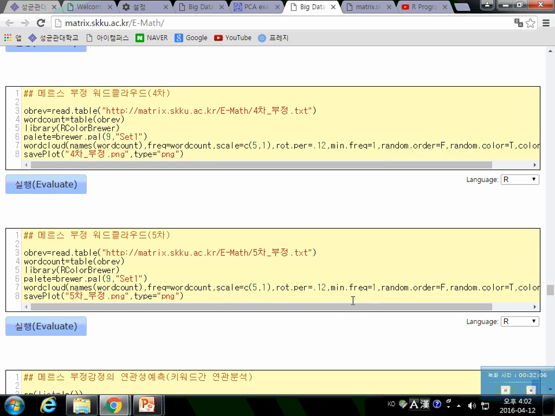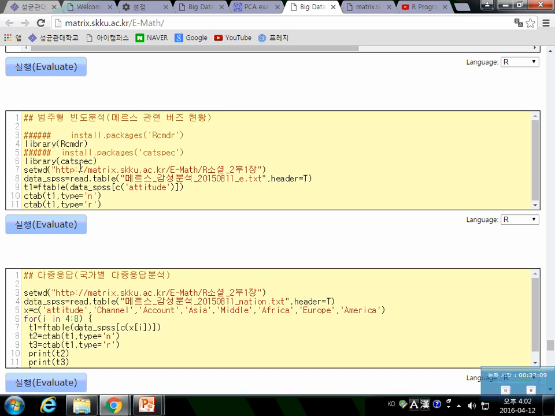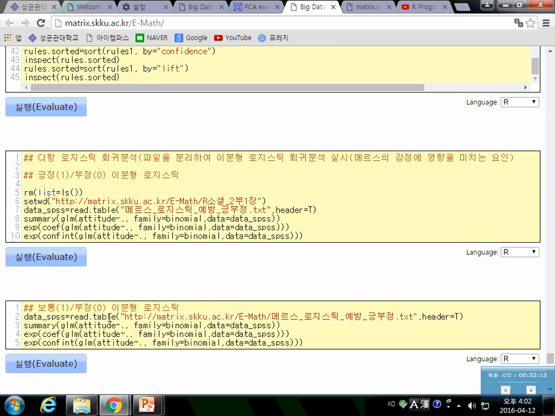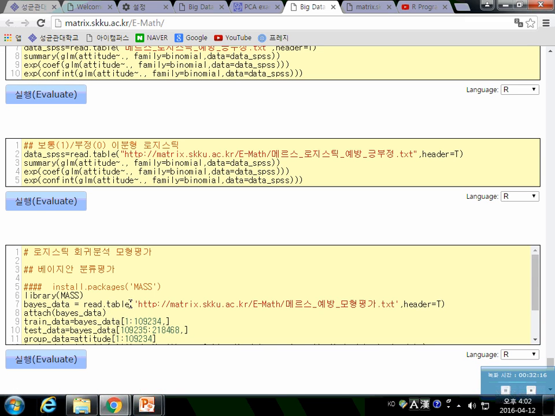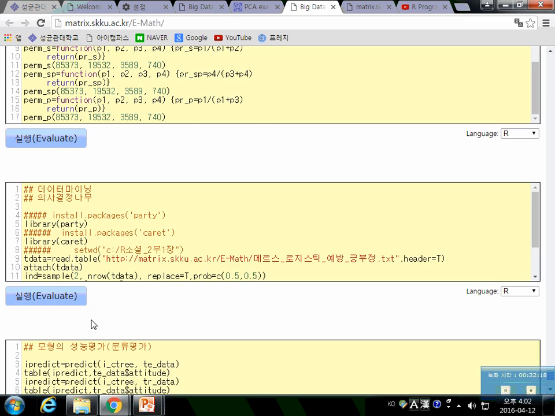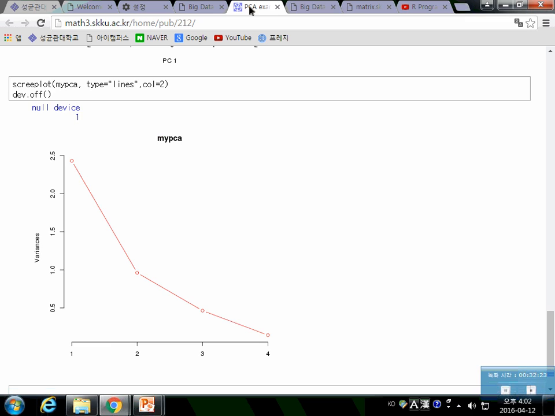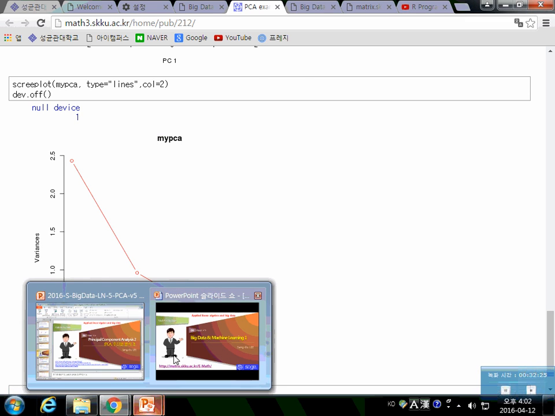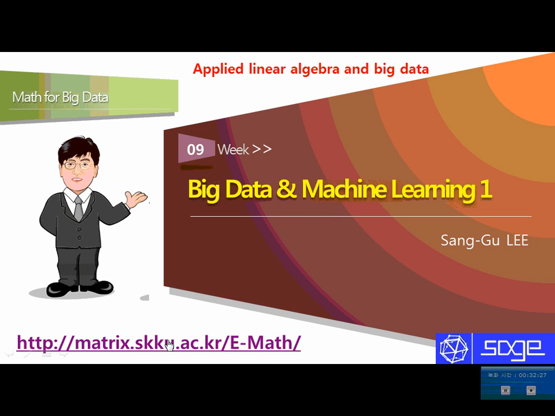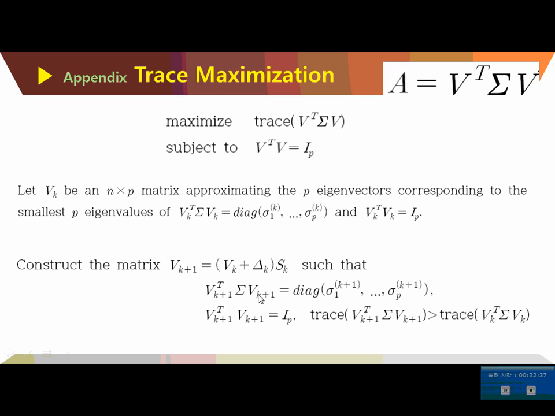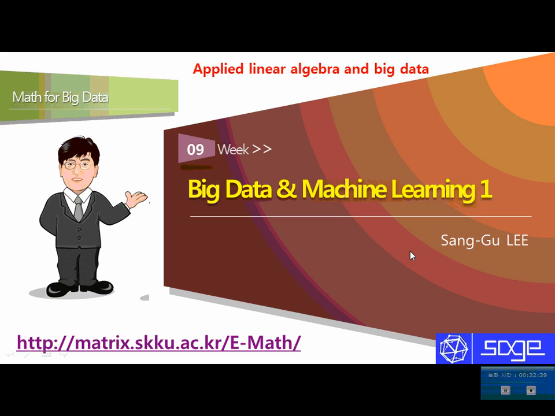Anyway, as you see, you will see all the data here. And here, Bayesian classifications, and these are the things that you can see. You can find all of them here, and you can also practice in the Sage server and the R program installed on your own computer. Then we will continue with this after the midterm.